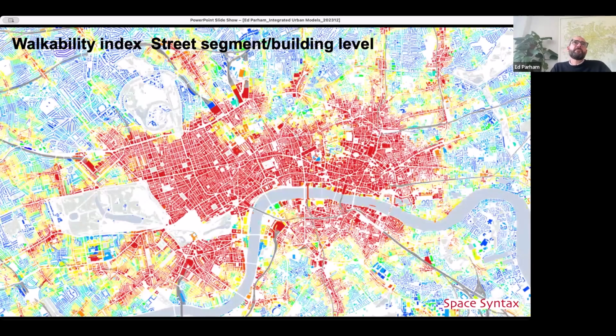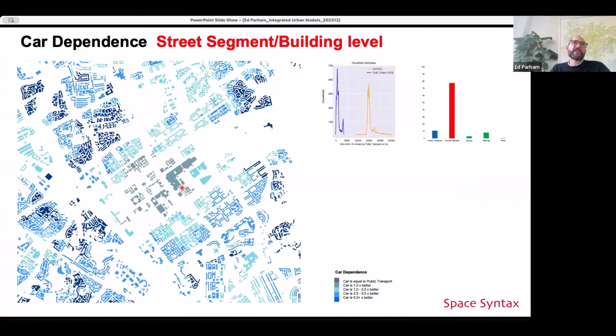So we have these different metrics. We have the walkability index. We have another measure, which is called car dependence. And what we use car dependence for, in this example, this is Milton Keynes in the UK. For every house, what we're doing is going for half an hour by car, and then we're looking at how many jobs you can get to. We're then saying go for half an hour by public and active transport and see how many jobs you can get to. What the colours tell you is the advantage of having a car.